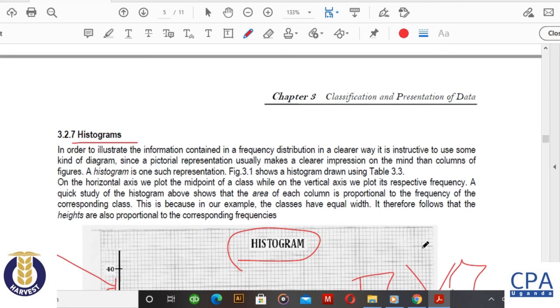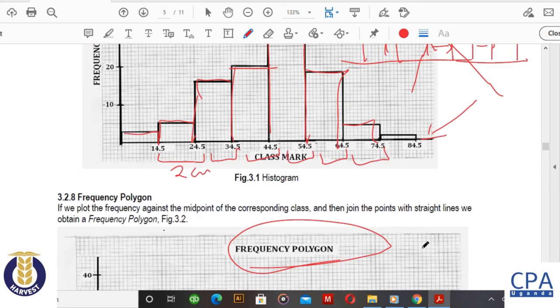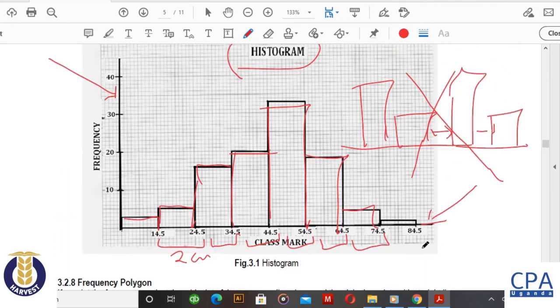What I've mentioned is that the histogram is a plotting between the class mark or class boundaries versus the frequencies, which are plotted on the y-axis. At the same time, I've mentioned that the histogram is basically an illustration of connecting bars. You're not supposed to put spaces between the bars. The bars should touch themselves, should be connecting. And then the other thing I've mentioned, don't leave spaces. If you leave spaces, then it ceases to be a histogram, it becomes a bar chart.